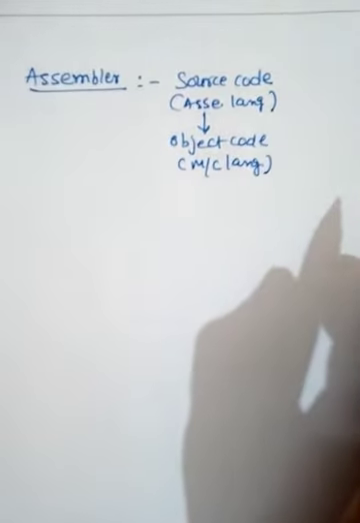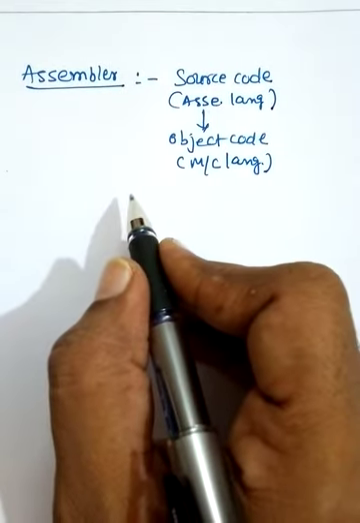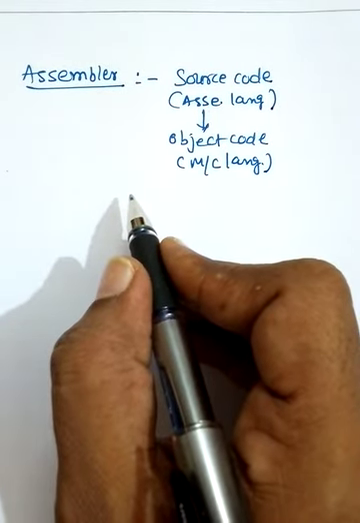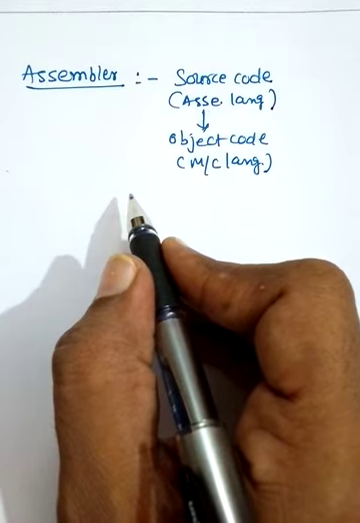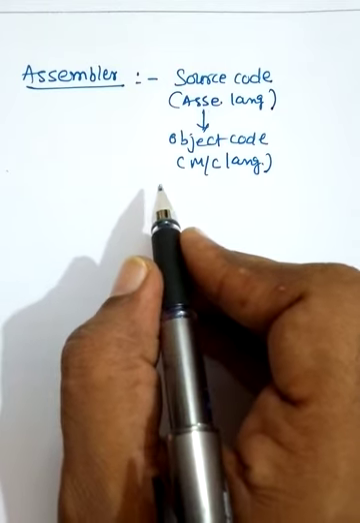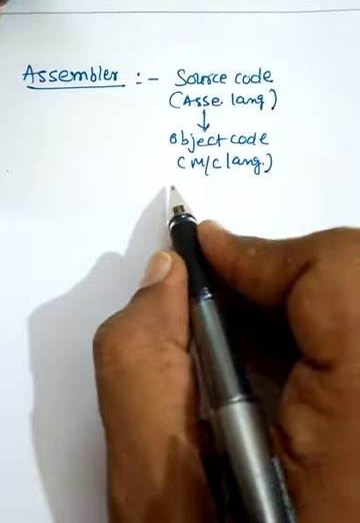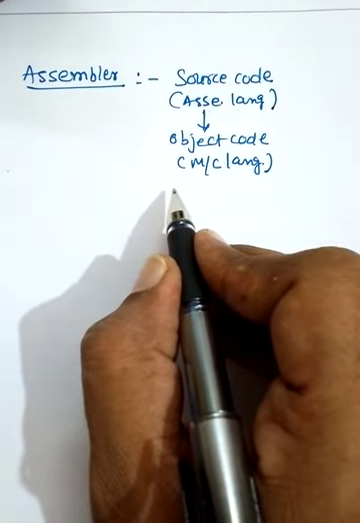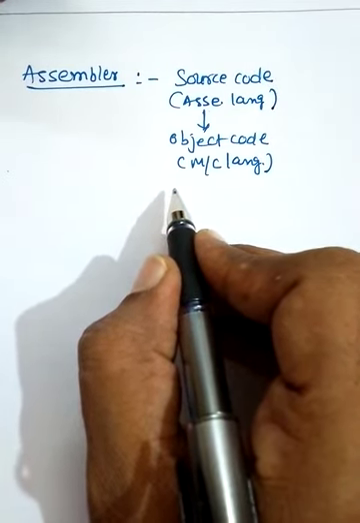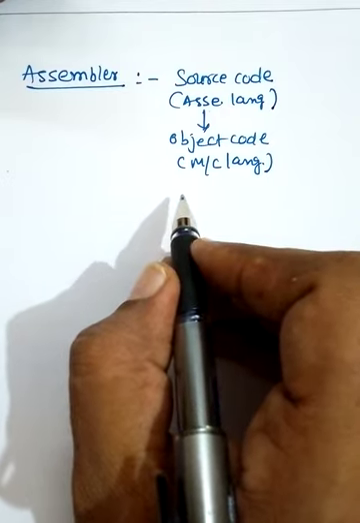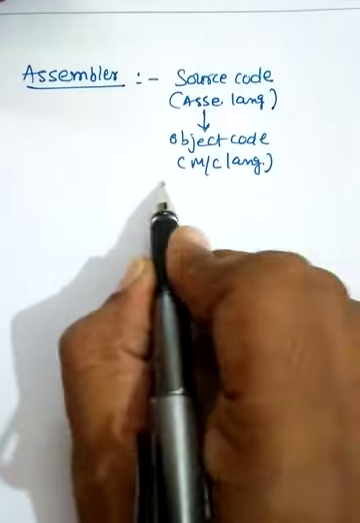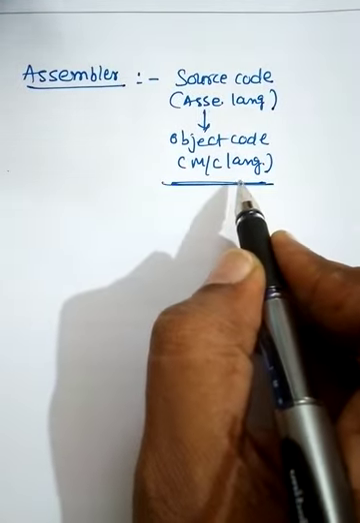The assembler translates an assembly language program into machine code, and its output is called an object file, which contains a combination of machine instructions as well as the data required to place these instructions in memory. This is the main function of the assembler.